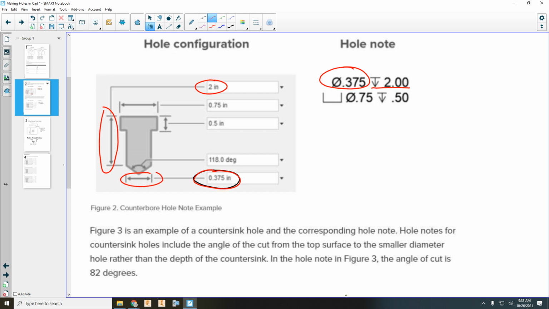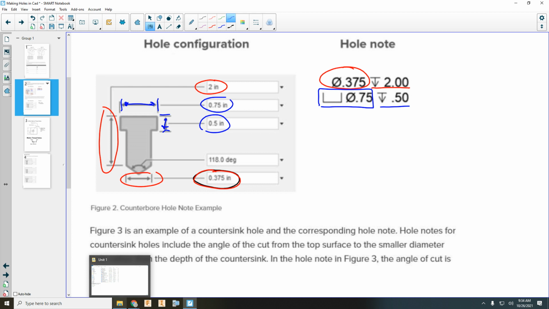Then the second part, the counterbore part, always goes on the second line. So in the second line on the hole note, we see a counterbore diameter of 0.75 inches, which we see, of course, as this dimension here. And it has a depth of 1/2 inch, which of course we see here. Okay, does that make sense?